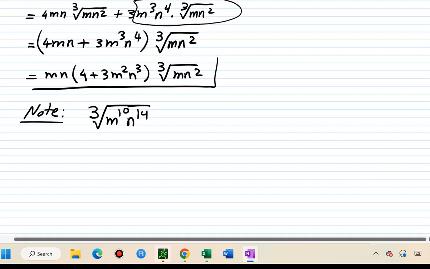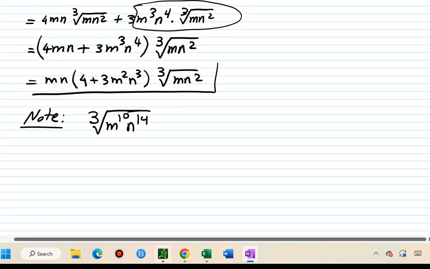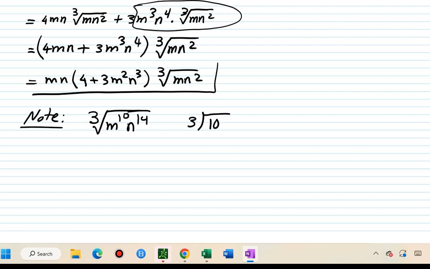The way to do this a little faster is to do long division of 10 divided by 3. The reason we do long division is because we want to know how many whole groups of size 3 are there in m to the 10th. So 3 times 3 is 9. Subtract, you get the remainder. This tells me this is the quotient.